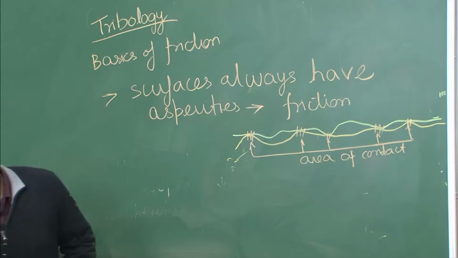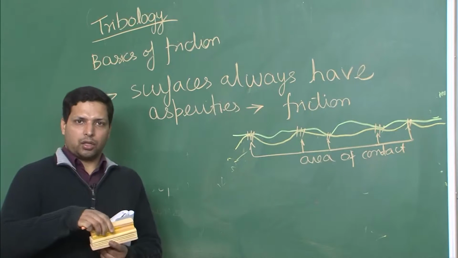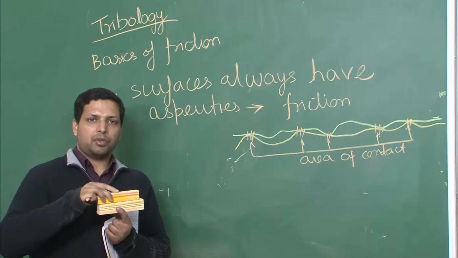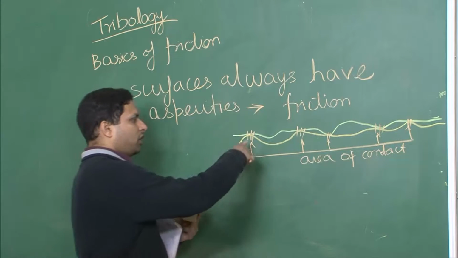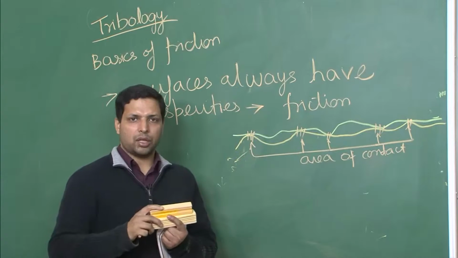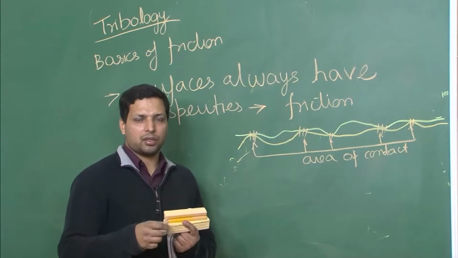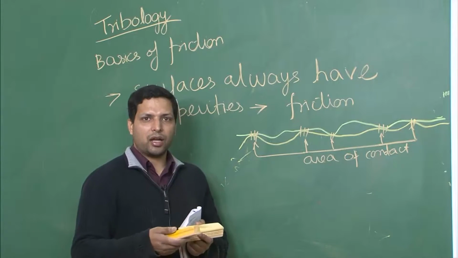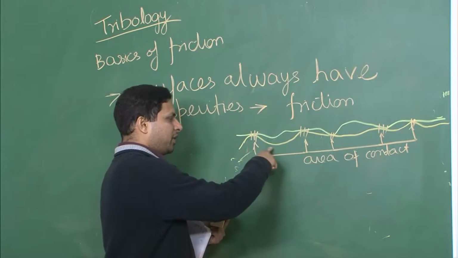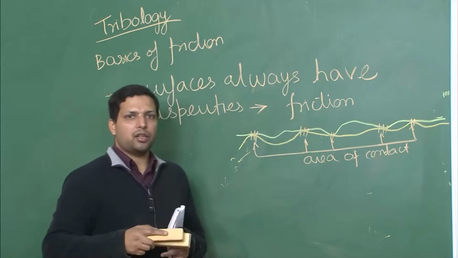So, for example, when I put these two together, it may seem like both of them are touching throughout the plane, but that is not the case. At some level, maybe micro level, in some cases nano, and in some cases even macro, as in this case, there will be asperities, and it is only the asperities that are in contact.